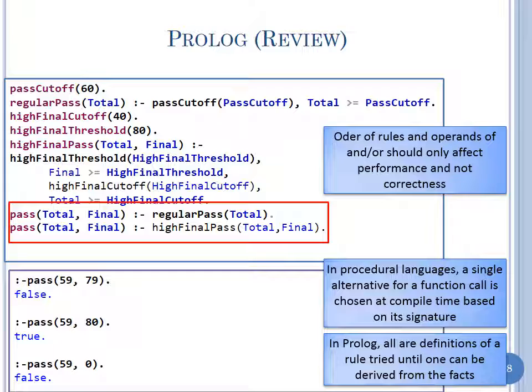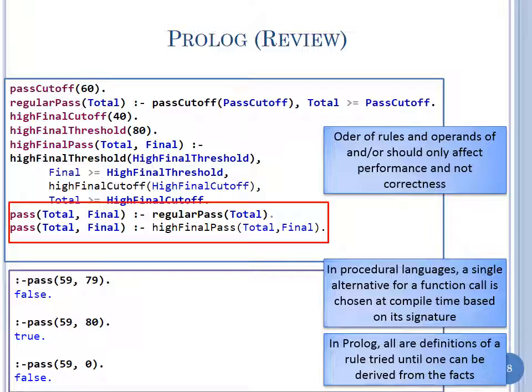It says, well, the first line says assign to pass cutoff 60. Okay, that's what it means in other languages. That's what it must mean here too. And the other lines, like regular pass, is a function that takes as an argument total, and its evaluation is an OR of the expressions on the right. Okay, so that's pretty much looking at it in a very functional way. What's different here is that something can be assigned multiple values that are all existing at the same time.